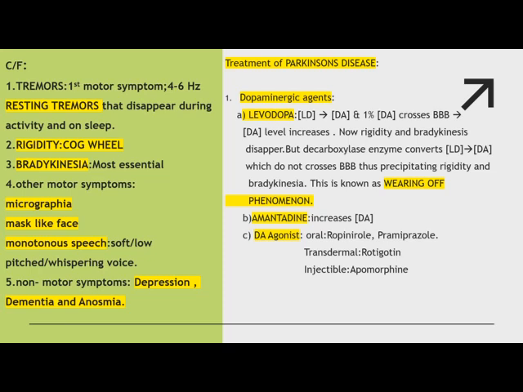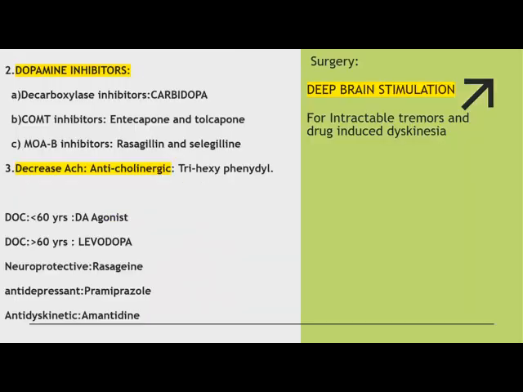Another dopaminergic agent we can give is amantadine, which increases the dopamine level. Dopamine agonists can be used in oral form, transdermal form, or injectable form. The oral dopamine agonists are ropinirole and pramipexole, the transdermal is rotigotine, and the injectable is apomorphine.